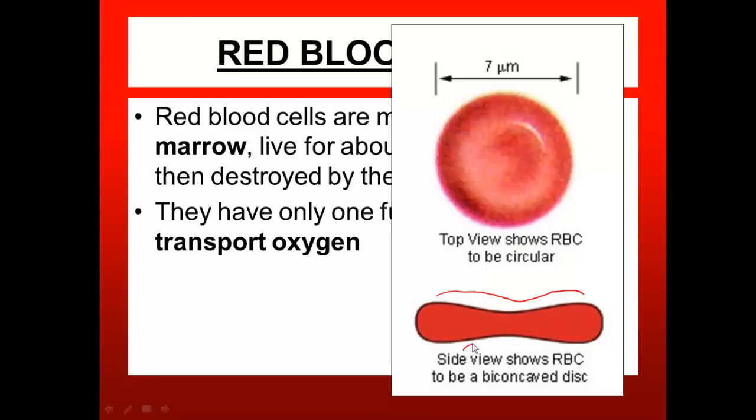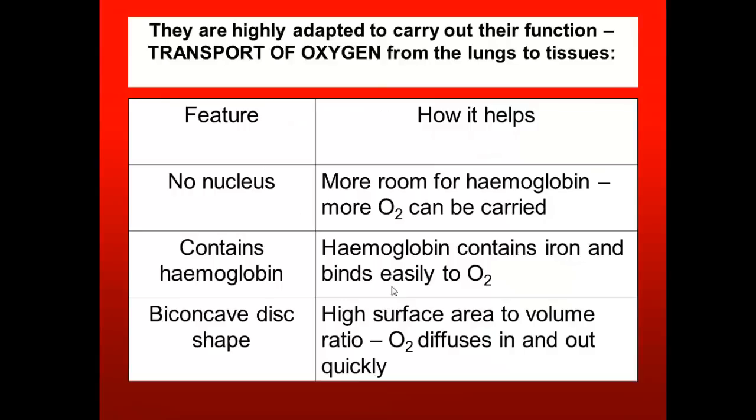And what it means is that we have a larger surface area of this cell for its volume. So it gives it a really big surface area to volume ratio. Let's have a look at its features. It has no nucleus, and that means you've got more room for hemoglobin, so you get more oxygen carried. Lots of room. So, no nucleus, more room for hemoglobin. It contains, hey, hemoglobin. I think we just said that, didn't we?